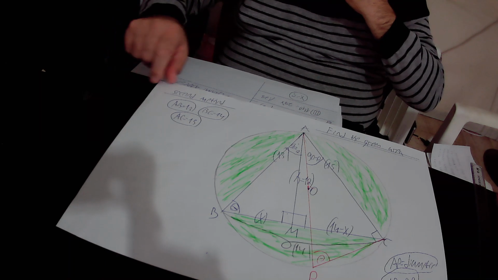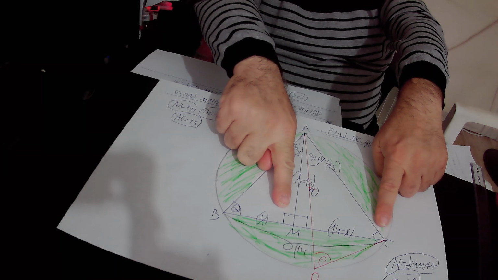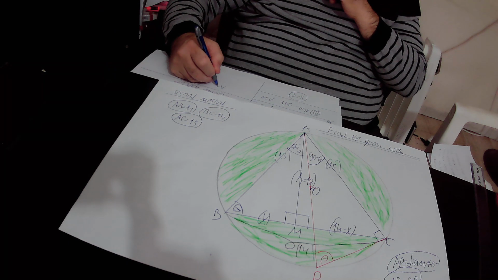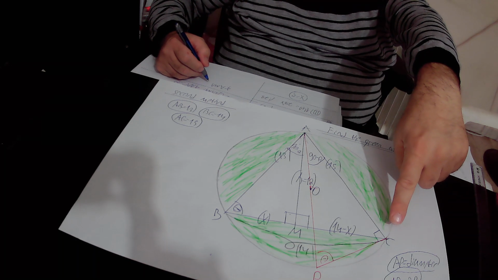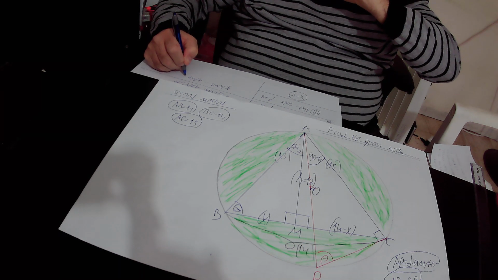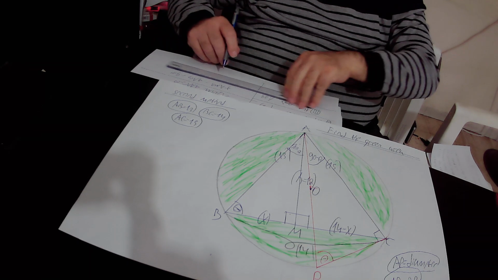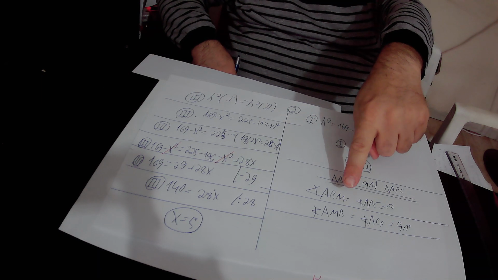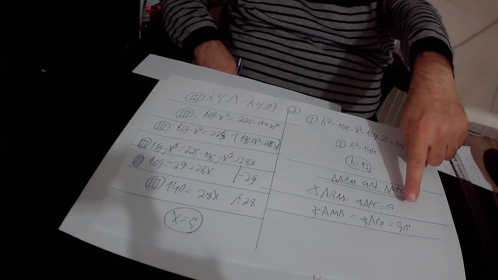In addition, those two angles are both equal to 90 degrees, therefore they are equal to each other. So angle AMB in triangle ABM equals angle ACP in triangle APC. Repeat again. Angle AMB in triangle ABM equals angle ACP in triangle APC. They are both equal to 90 degrees, therefore they are equal to each other.